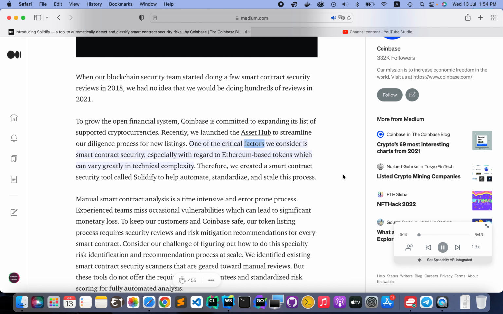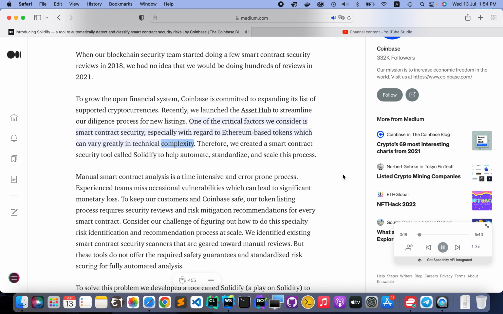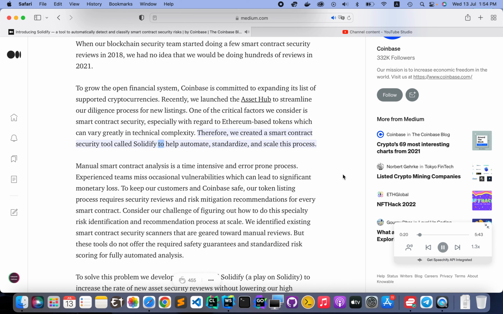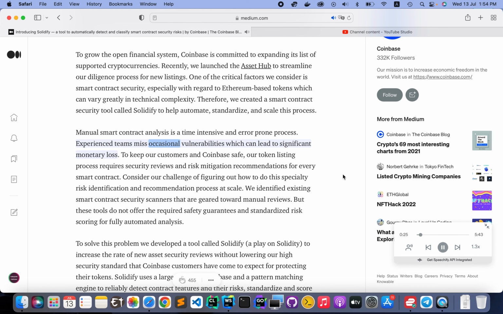One of the critical factors we consider is smart contract security, especially with regard to Ethereum-based tokens, which can vary greatly in technical complexity. Therefore, we created a smart contract security tool called Solidify to help automate, standardize, and scale this process. Manual smart contract analysis is a time-intensive and error-prone process. Experienced teams miss occasional vulnerabilities which can lead to significant monetary loss.